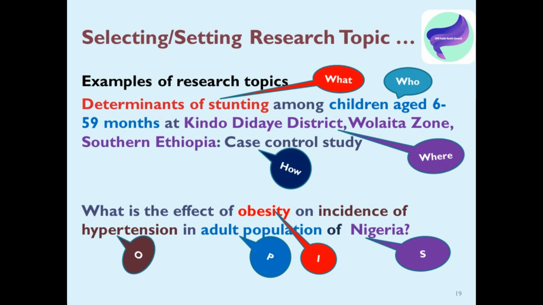The next example is in question 4. It says, what is the effect of obesity on incidence of hypertension in adult population of Nigeria? So, obesity is the I or E of the PCOTS acronym. Incidence of hypertension is the O of that acronym. Adult population is the P of that acronym. And Nigeria is the S, or the setting.